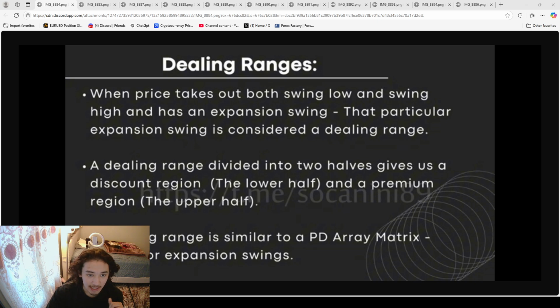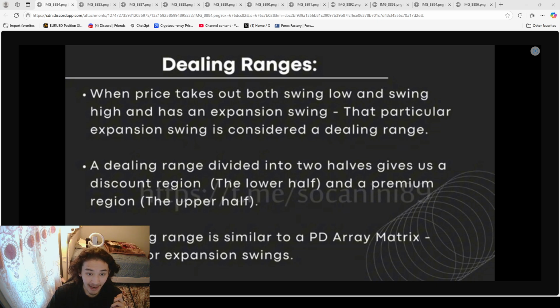So let's get to our topic, daily range. As you guys know, this is now my PDF, so I'm not gonna be talking about whether it's a PDF or not anymore. Get straight to the topic here. Dealing ranges, it's Chapter 5. It's about dealing ranges, right?